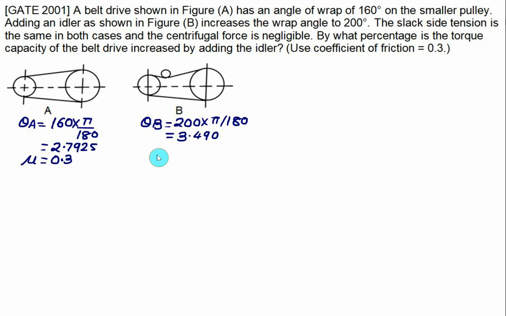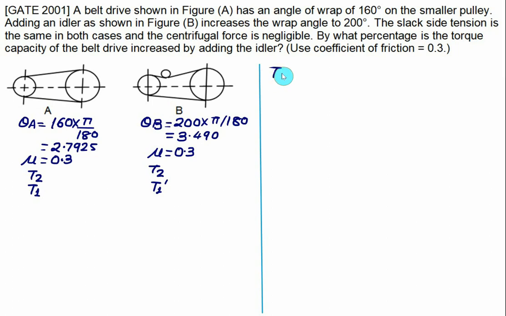So in the first case it is 0.3, as well as in the second case is also equal to 0.3. And this time the slack side tension is the same. So what is the value of T2? The value of T2 in both cases is the same. In the first case we have tight side tension T1, the second time it is T1 prime. We have to find out the percentage increase in the torque carrying capacity.